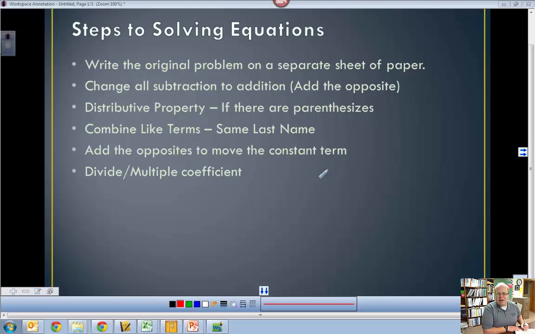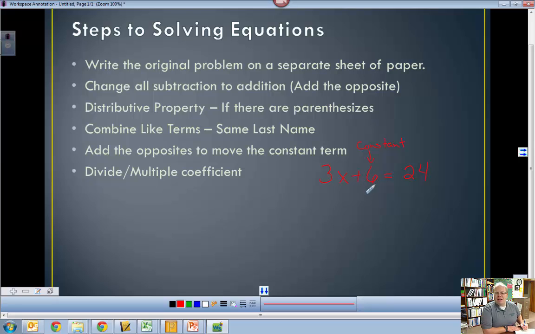So if I have something like, say, 3x plus 6 equals, let's say I'm going to make it 24. I can skip all the first four steps, and I'm going to move the constant term. This is my constant term. It's constant because it's never going to change unless I do something to it. That 6 is always going to be a 6.